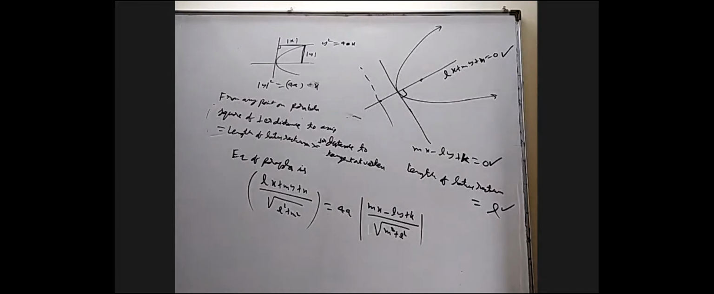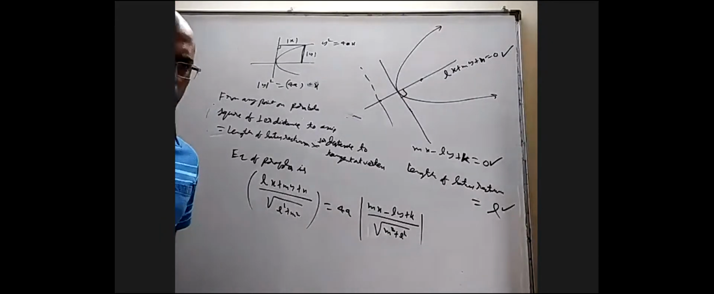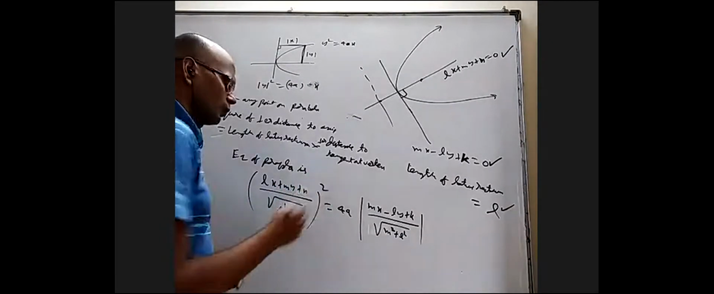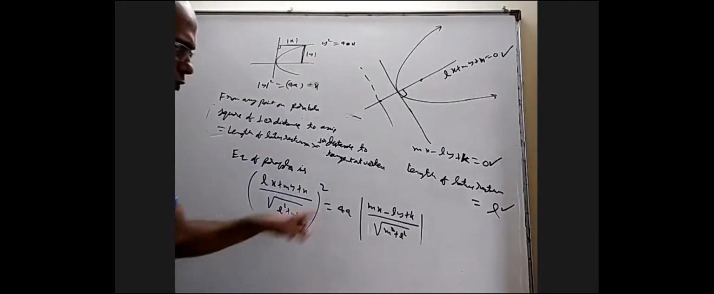Sir, then the equation of the parabola will be Lx plus My plus K by root of L square plus M square, whole square. Yeah, square, it should be square.